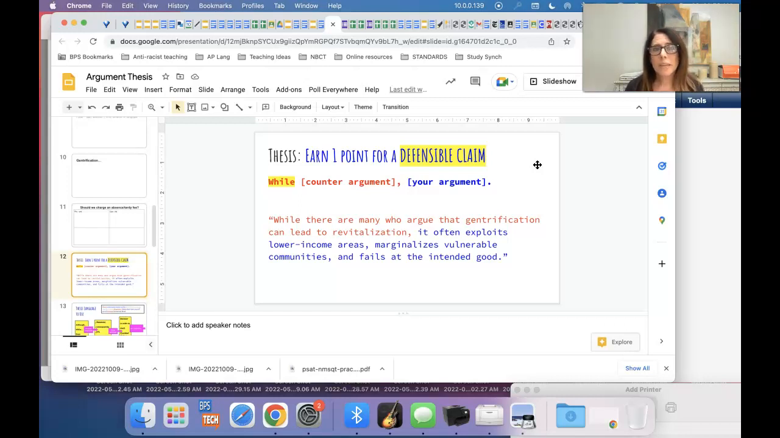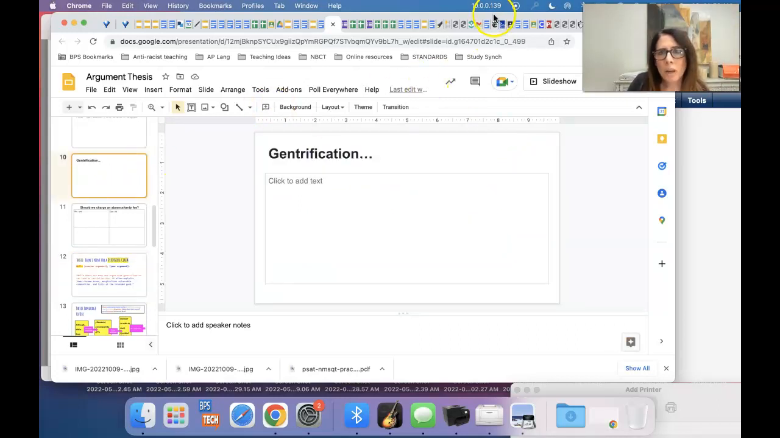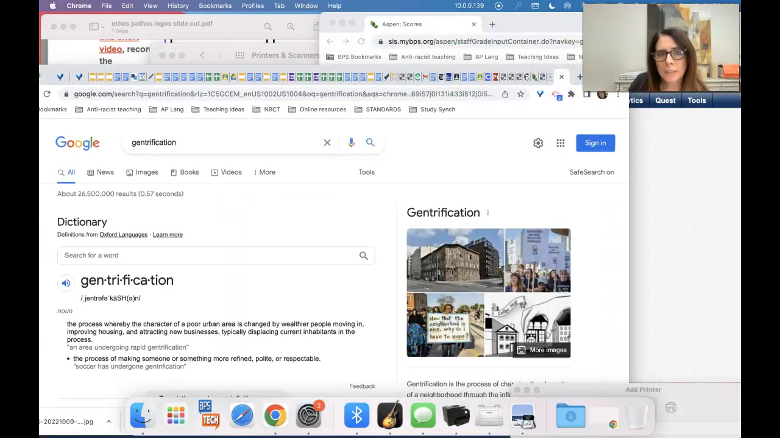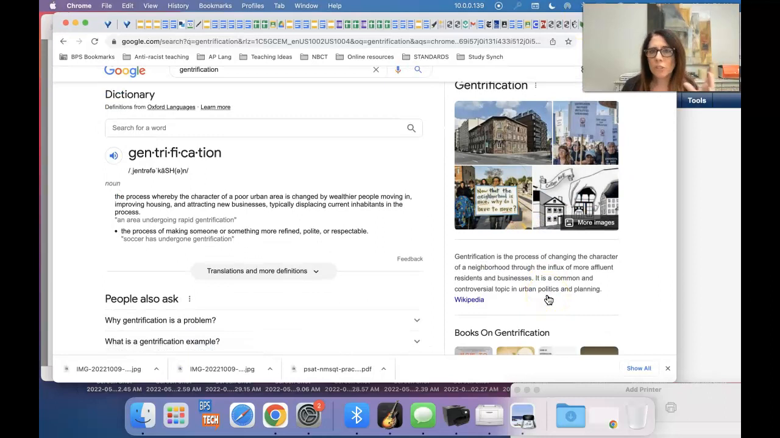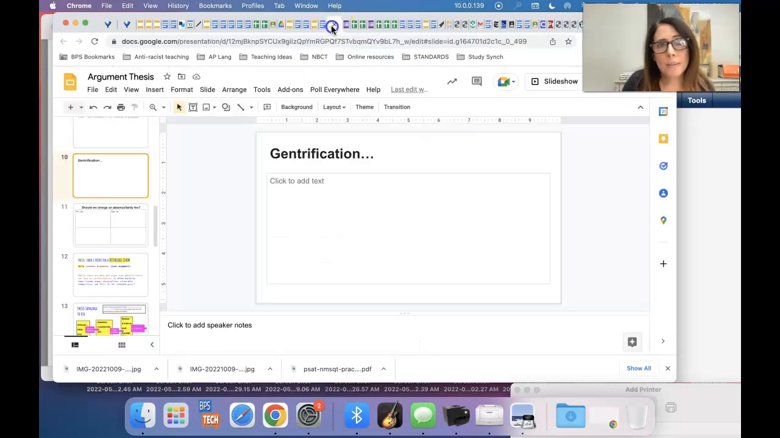So let's take a look at this. The counter argument is in red. So if we're talking about gentrification as the topic, and if we understand from our own fund of knowledge or our own experience that gentrification is a process of changing the character of a neighborhood by redeveloping it, making it more expensive so that it brings in a different social class. So the two sides of gentrification would be it is a positive force of redevelopment or it is a negative force of redevelopment.